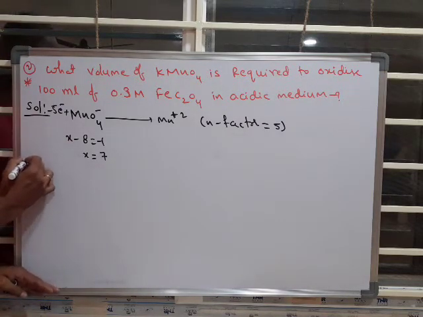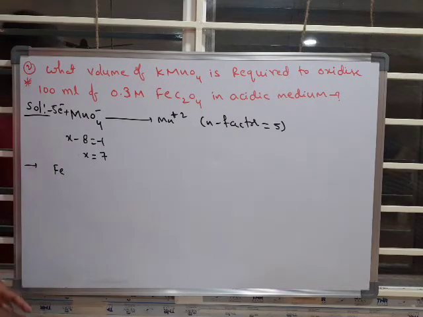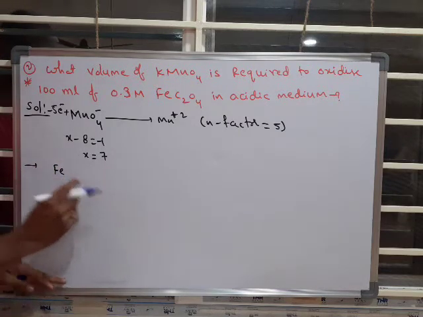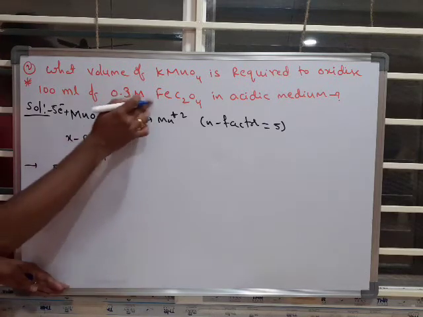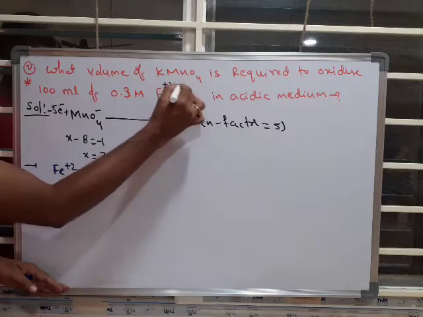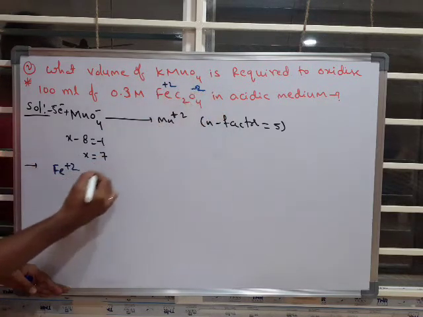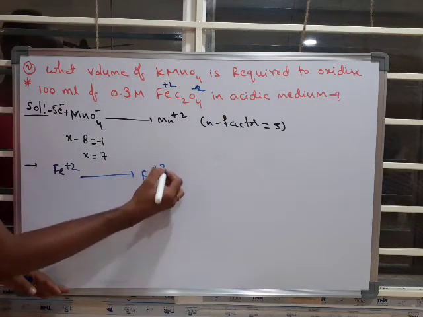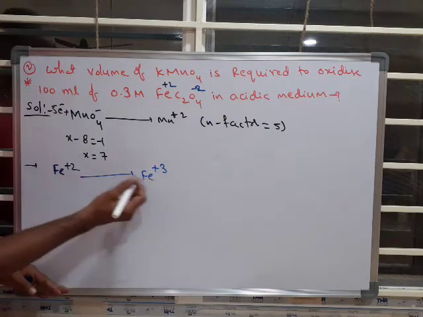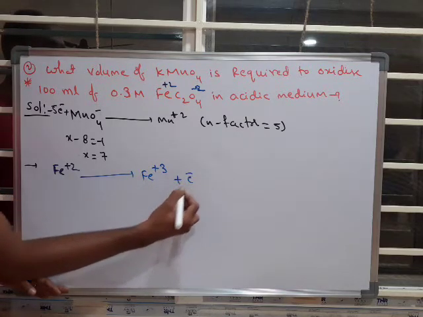Next, see the change in the second species. Here Fe is Fe plus 2, and C2O4 minus 2 is oxalate. Fe plus 2 in acidic medium changes to plus 3, which takes place by losing 1 electron.